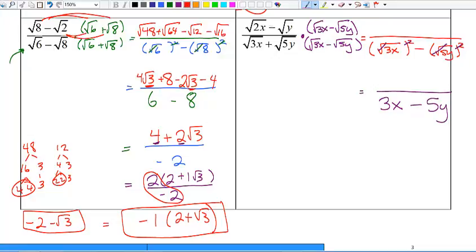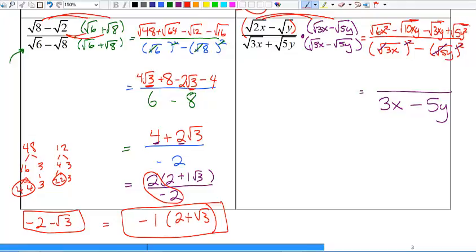So to finish this problem, I need to go back to the numerator and distribute, which is going to get me the square root of 6x squared. Notice I can't use any shortcuts because this is not a conjugate, so I have to do it the long way. Minus the square root of 10xy minus the square root of 3xy minus, plus, a negative times a negative is a positive, the square root of 5y squared.